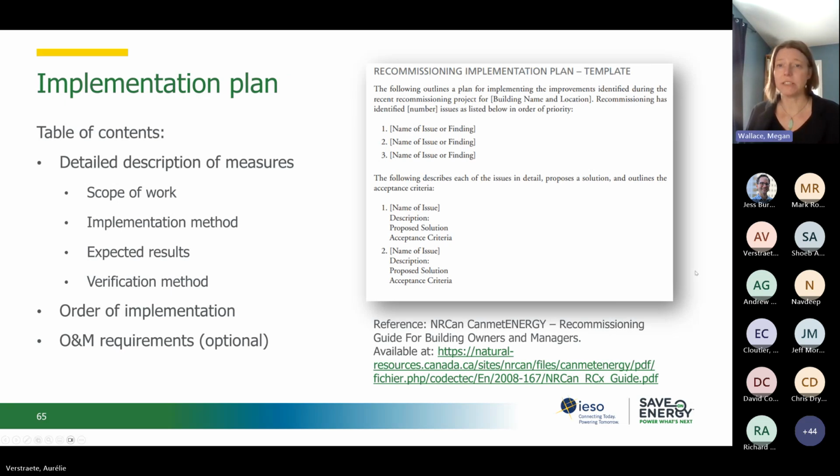So the implementation plan itself. On the right is an example of an implementation plan template provided by Enercan. It includes a detailed description of the measures, so the scope of work, the implementation method, how it's being done, the expected results, and the verification method. It also includes the order of the implementation and any O&M requirements.